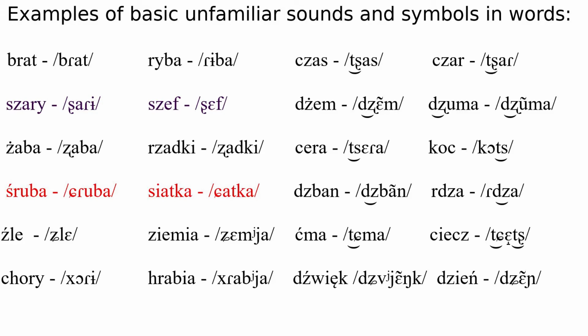And z. And these fricatives are in words like śruba, siatka, źle, and ziemia. There is also the voiceless velar fricative. So it's velar, which means that the tongue is in the same position as for ka, and it's fricative, so you want to hiss the air as for sa. So it is cha, as in chory and hrabia.